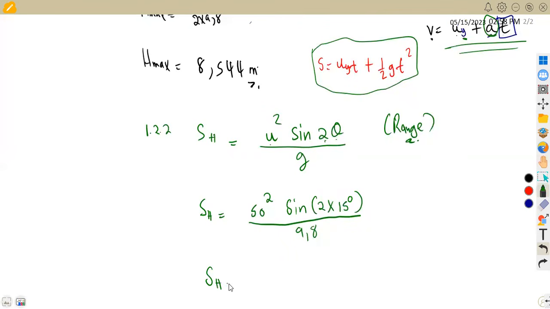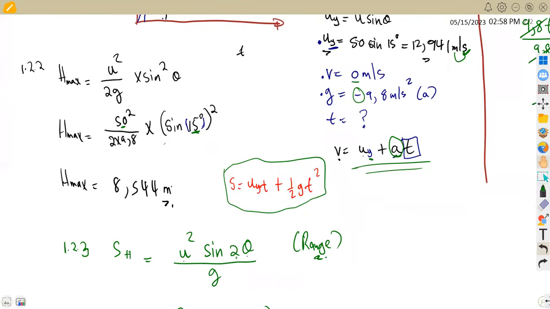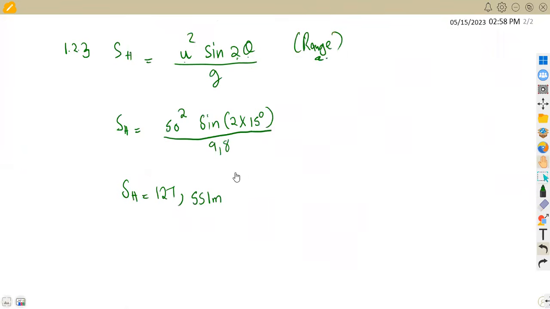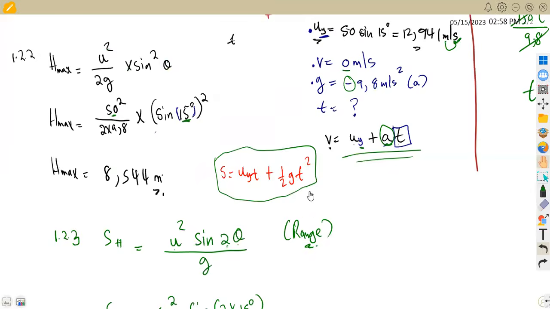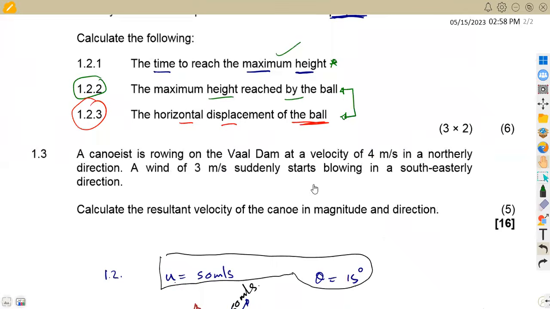in this case. So that is going to give us 127.551 meters. All right, so that's what we had on 1.23, not 1.22, 1.23. Remember, we had 1.22 here. So this is 1.23 on the horizontal displacement, or the range in this case. These are the typical questions that you might be given, and you have to be very, very careful. Let's check the other part of the question, which is on question 1.3.